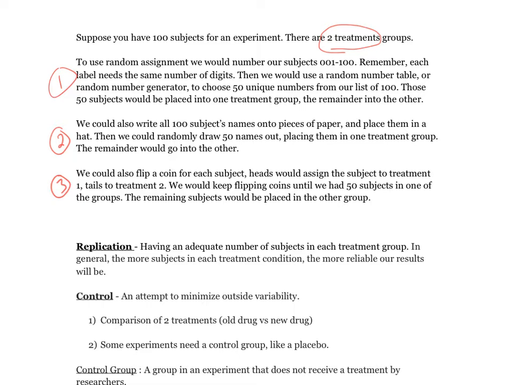So each of those methods, what they have in common is that we use something random. Names out of a hat is random. Flipping a coin is random. Using a random number table is random. And that should guarantee us that we get groups that are basically similar, so that the only difference will be the treatments.